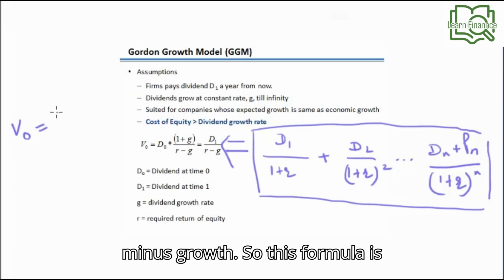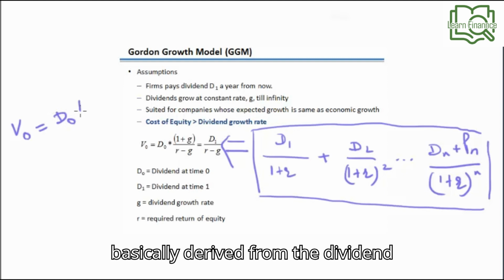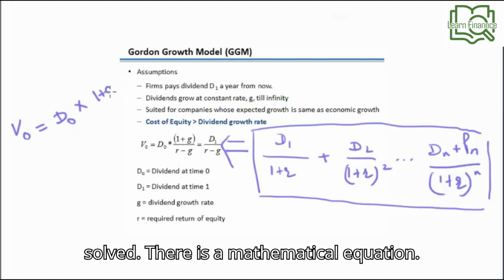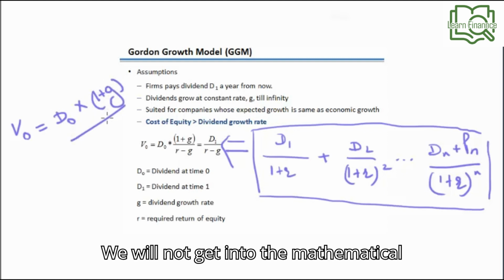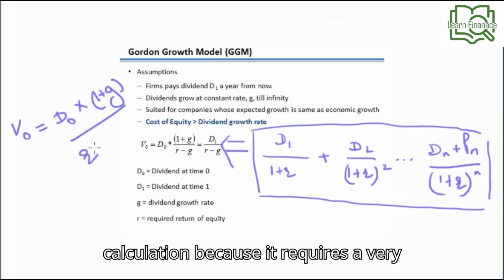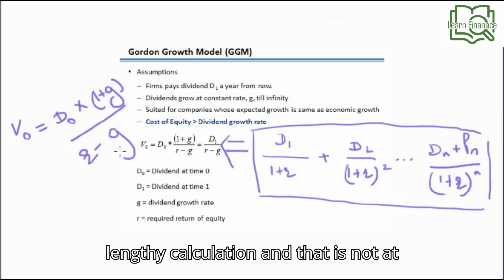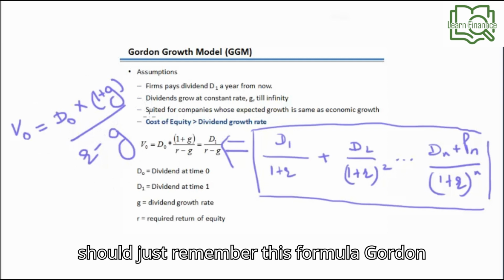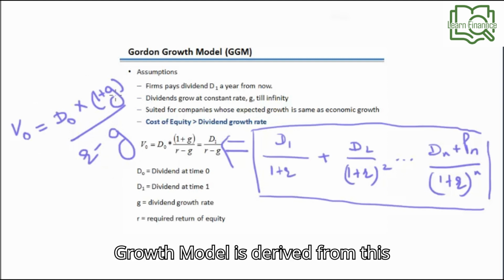This formula is basically derived from the dividend discount model only. Once this is solved, there is a mathematical equation. We will not get into the mathematical calculation because it requires a very lengthy derivation, and that is not at all used in your day-to-day work. But you should just remember this formula. The Gordon growth model is derived from the dividend discount model equation only.